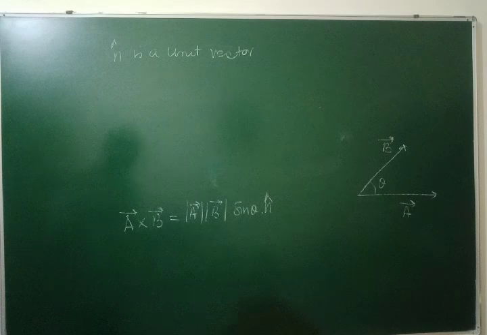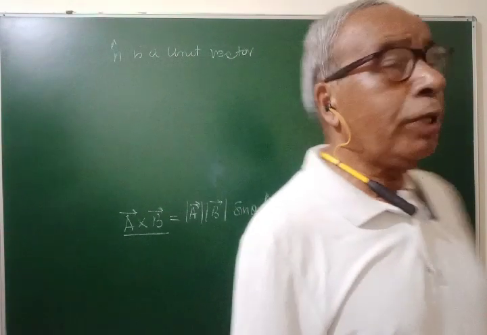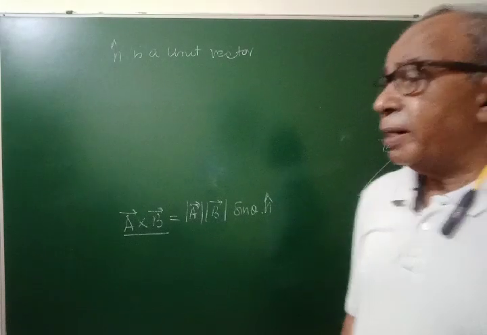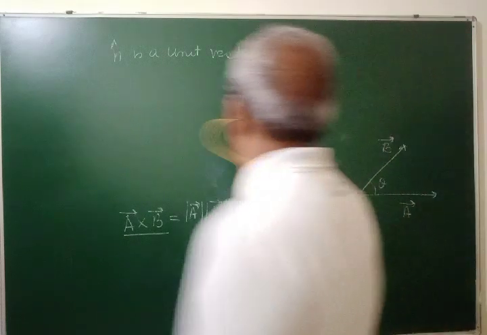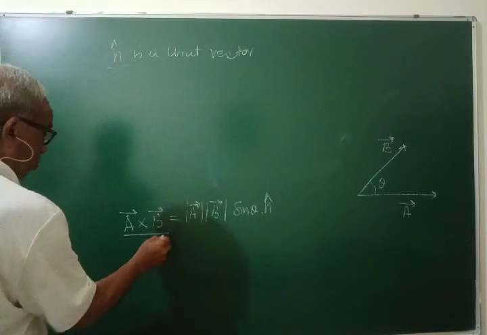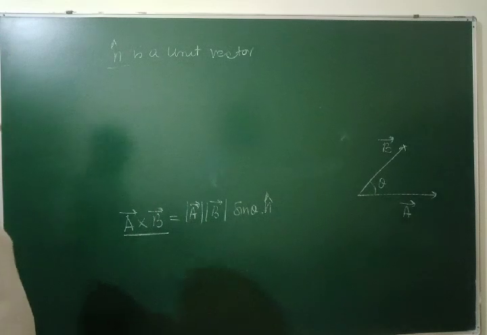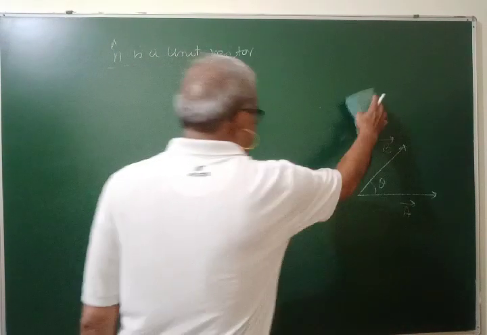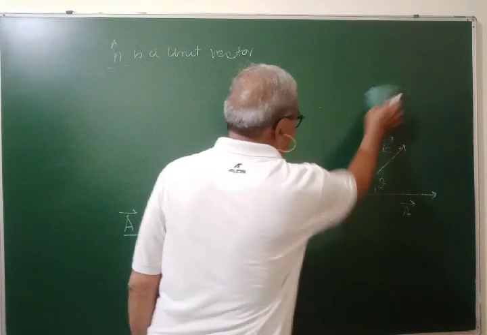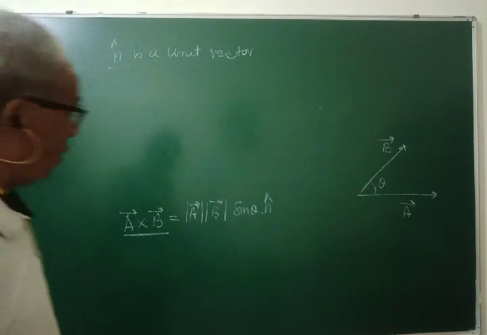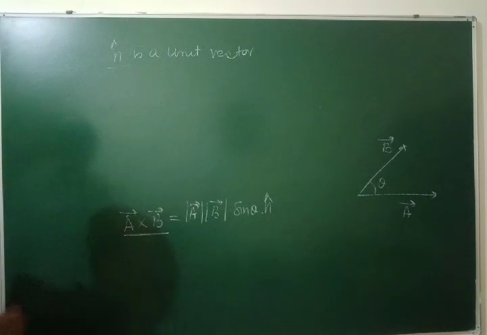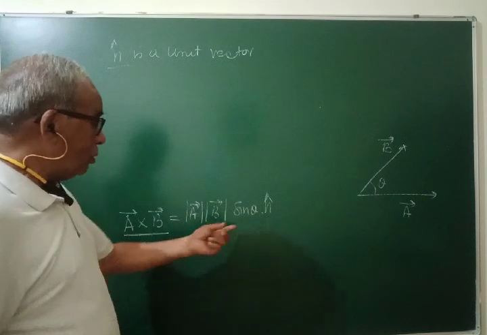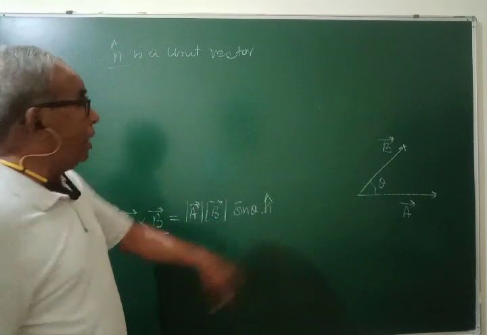Why is this vector needed here? Because A cross B is one vector and every vector has direction. So we have to define this direction also. So n cap defines the direction of A cross B. Please be careful while listening and imagine what I am telling. After seeing the whole video, imagine what is the meaning. A cross B is one vector whose magnitude is modulus A modulus B sin theta and direction along n cap.